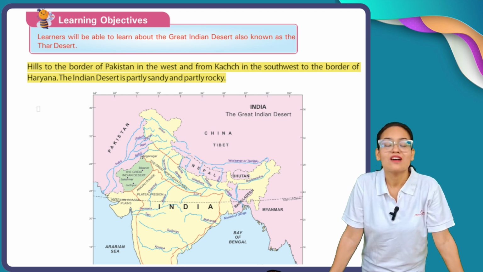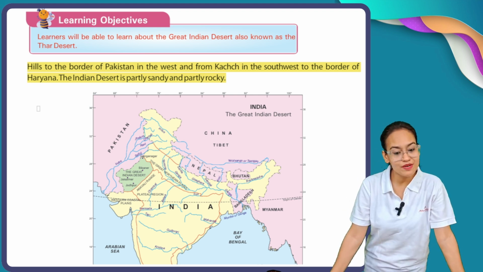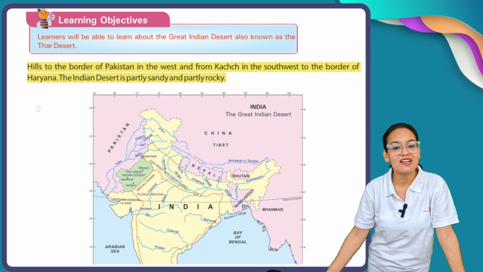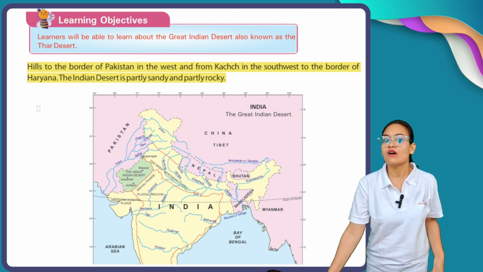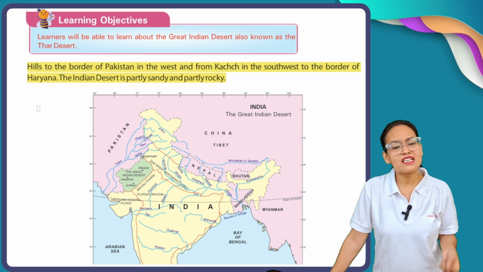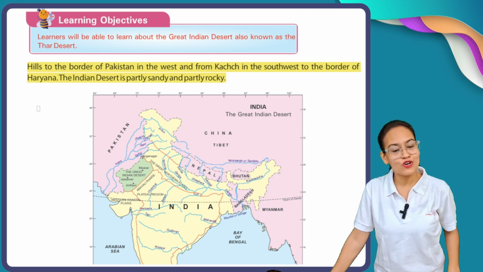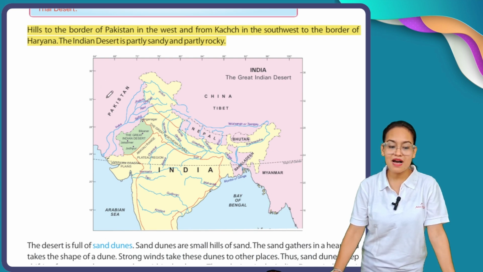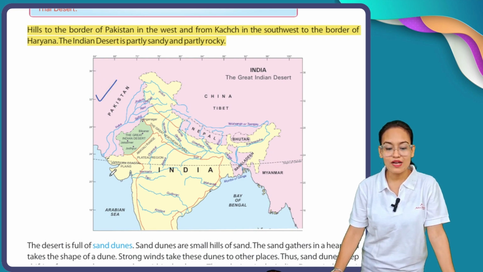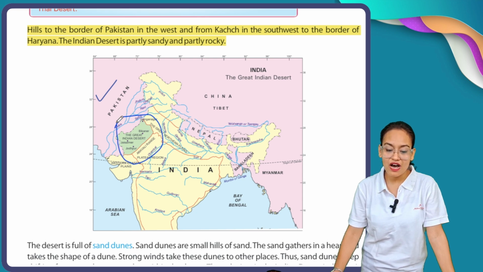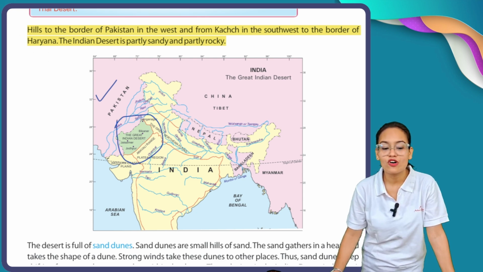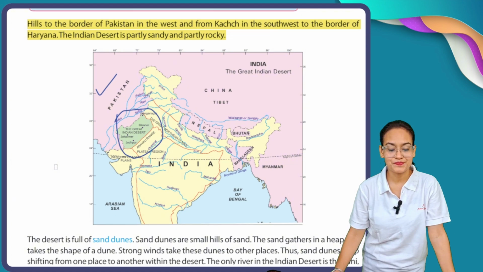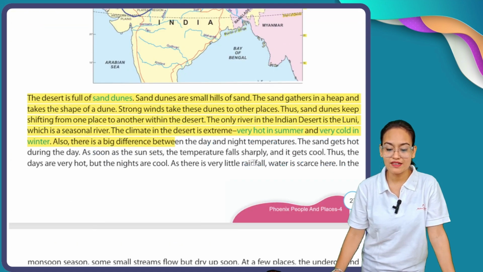And you know what, the Great Indian Desert is usually made up of sand and partly rocks. Now, what are sands? Sands are the minute particles of rocks. So my dear students, here you can see the physical map of our country India, and this is the location of our Great Indian Desert or Thar Desert. Let's have a look here.